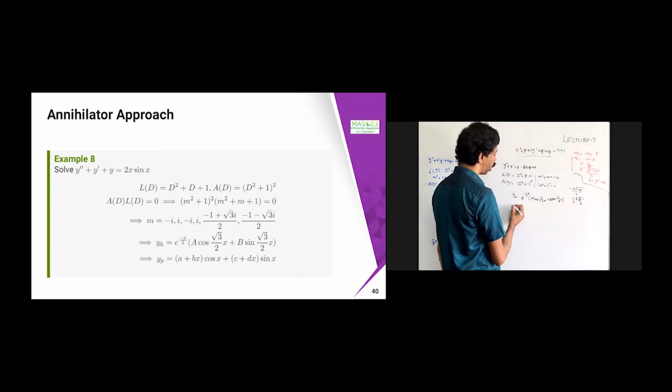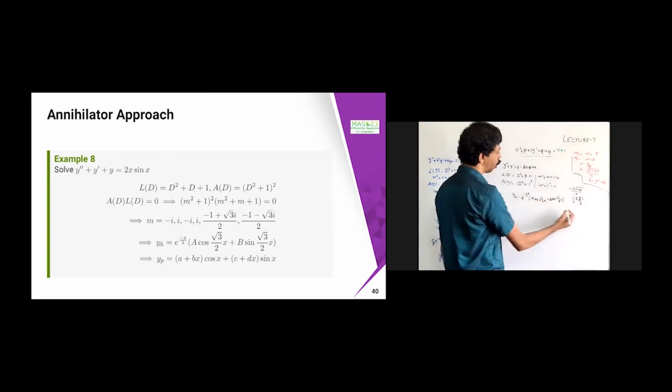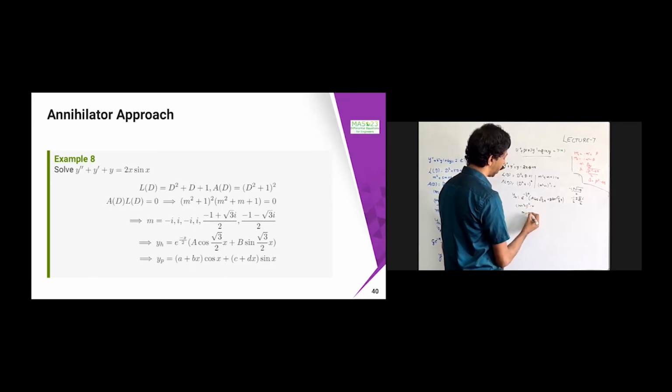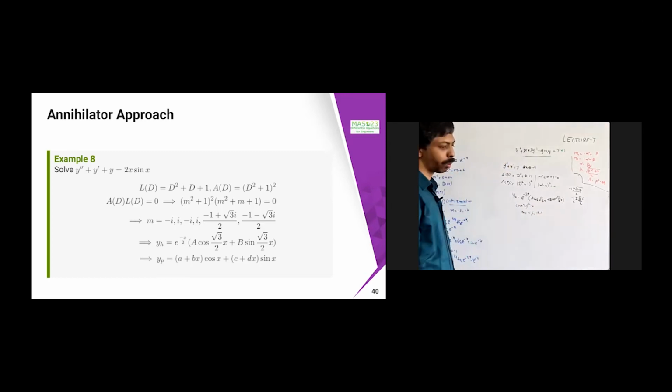Now in this case, for yp, what I have is m square plus 1 whole square equal to 0. Therefore m is going to be minus i, plus i, minus i, plus i. Minus i is repeated 2 times because there is a square there. Therefore minus i is repeated 2 times, plus i is also repeated 2 times.